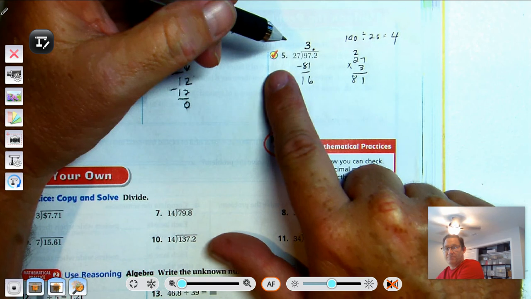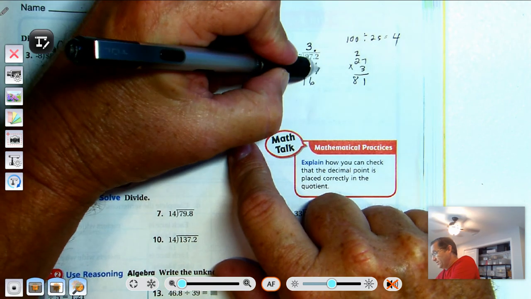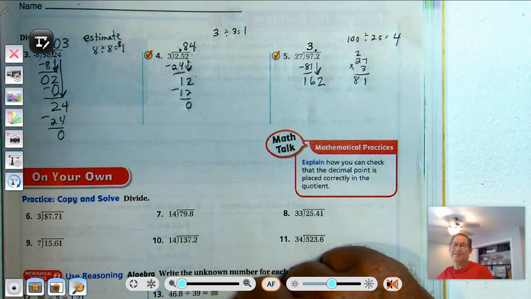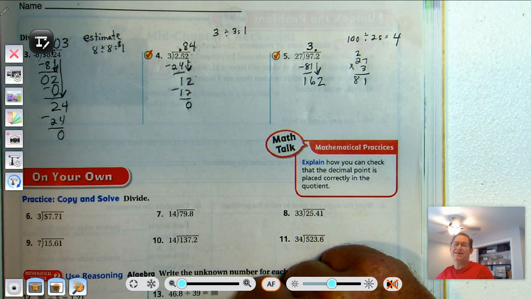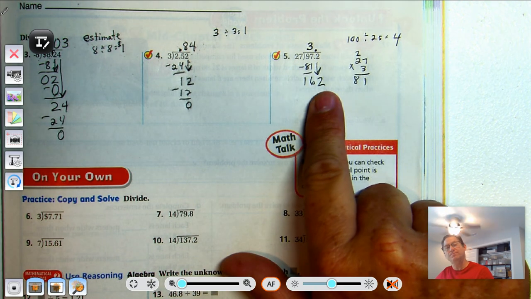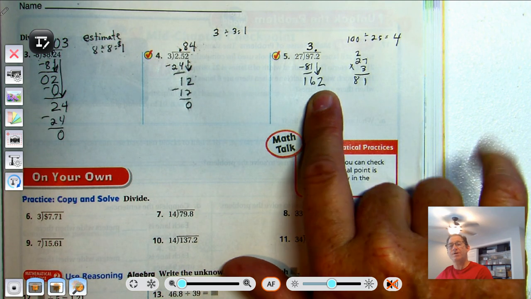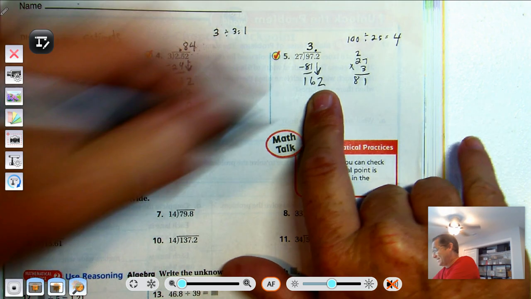And we can't share 16 with 27 groups, so we're going to bring down the 2 tenths. And 162 divided by 27. Well, 7 times what would end in a 2? 7, 14, 21, 28, 35, 42. So maybe it's 6.